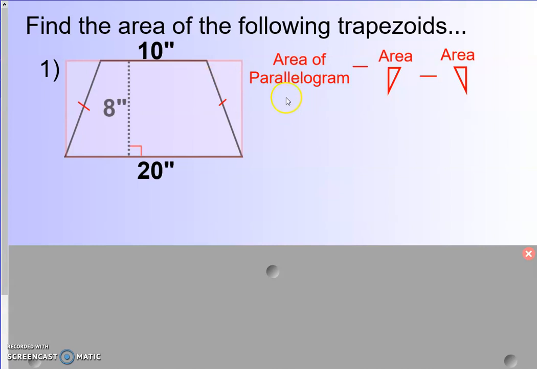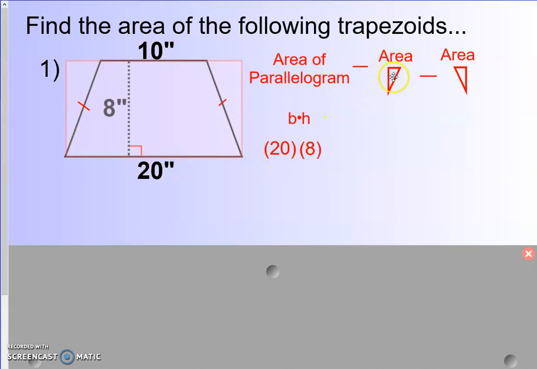So the area of the parallelogram. Well, we know there are three things I ask for every problem. The first is I want to see the formula, and that's base times height. And in this case, we see that the base is 20. Again, remember, it's the big pink rectangle. And the height is 8.